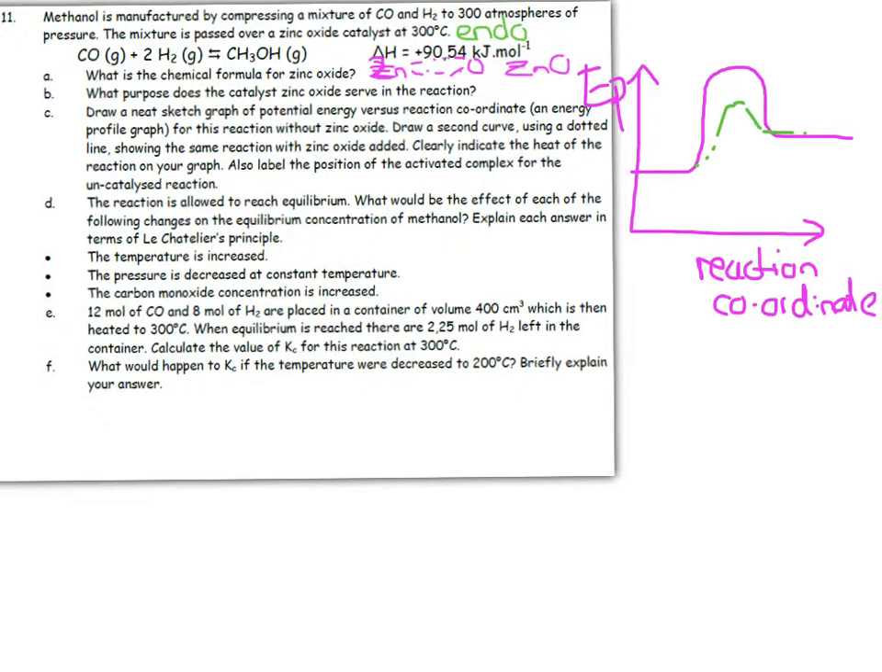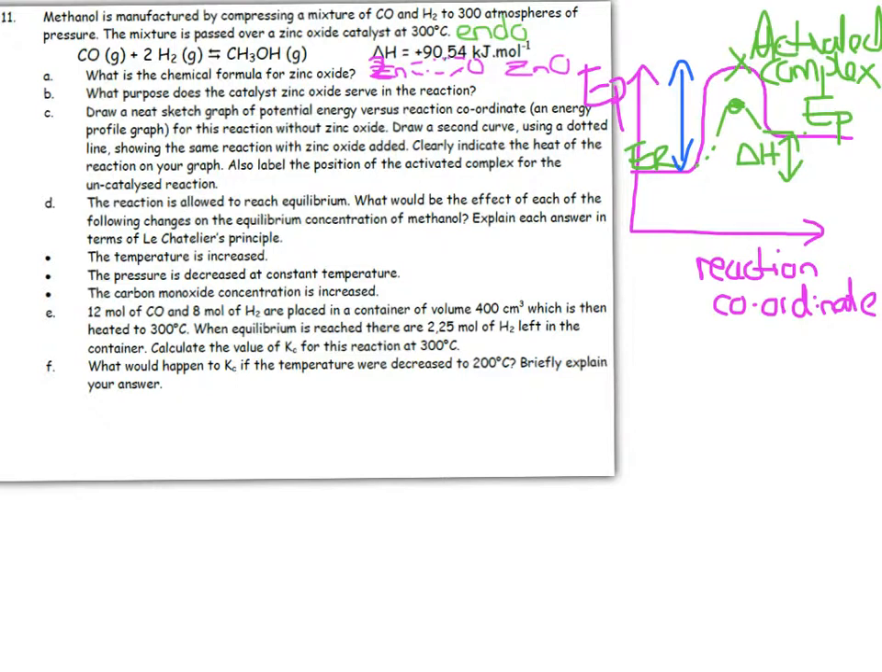And then it says clearly indicate the heat of the reaction. The heat of the reaction is the difference between the energy of the reactants, which is here. That's the energy of the reactants. That's your energy of your products over there. And then this over here is the activated complex for the uncatalyzed reaction. That would be the activated complex for the catalyzed reaction. And if you were to ask to show me activation energy, which you're not here, that would be your activation energy. You need to be able to label these graphs. They tend to ask them very often.